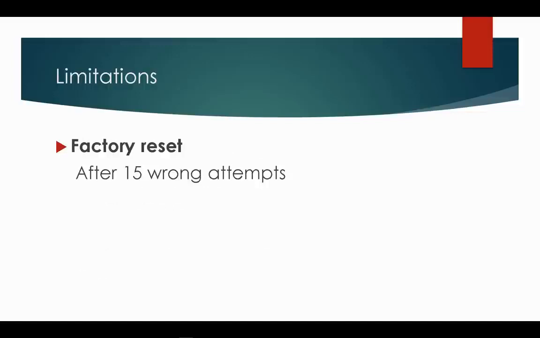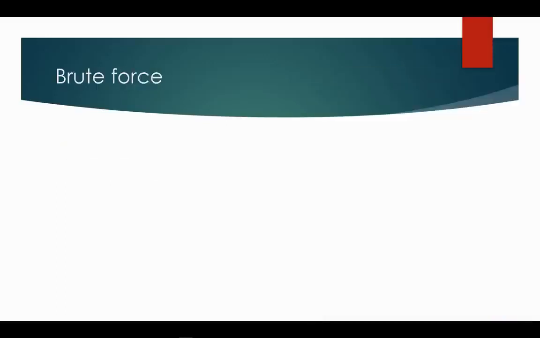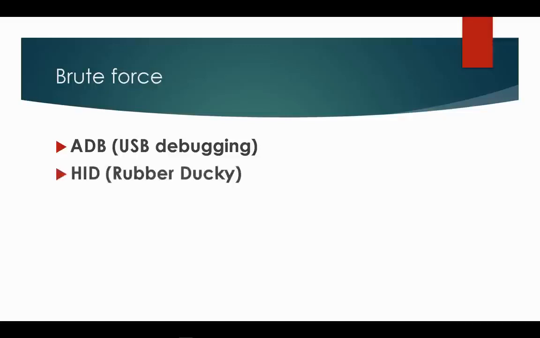The second limitation is factory reset. This is not set by default. It needs to be set by a user in settings. It means that after 15 wrong attempts, the device will erase all the data. So there are two limitations, again, timeout and factory reset. Let's focus on brute force. Brute force can be performed using two options. The first one is using ADB, where USB debugging needs to be enabled, and the second one using HID, human interface device, a Rubber Ducky.